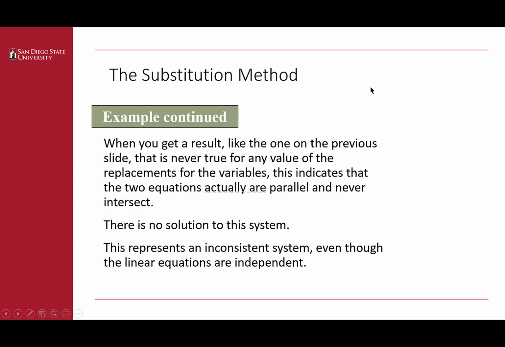When we get a result like this one, that is never true for any value of the replacements for the variables, this indicates that these two equations are parallel and they will never ever intersect. Because of this, there is no solution to this system. This represents an inconsistent system even though the linear equations are independent.